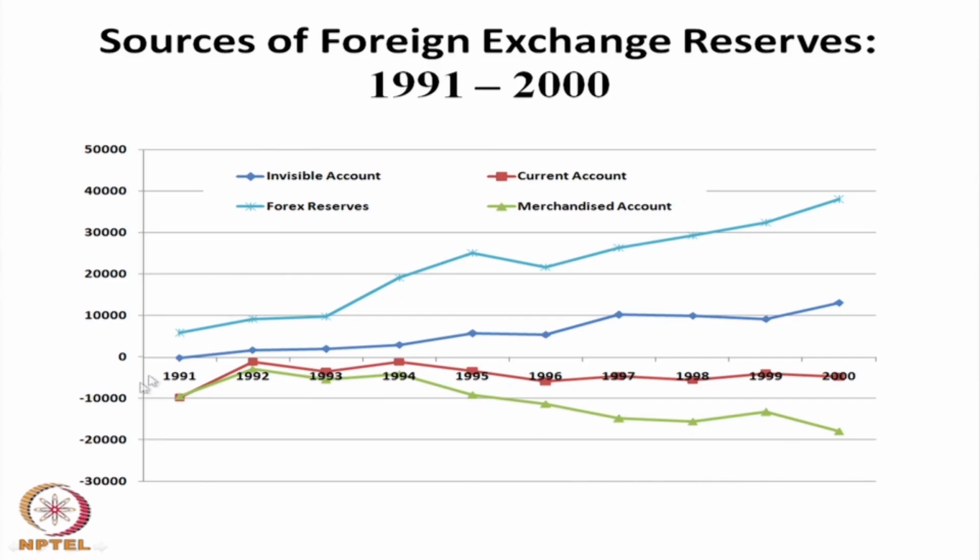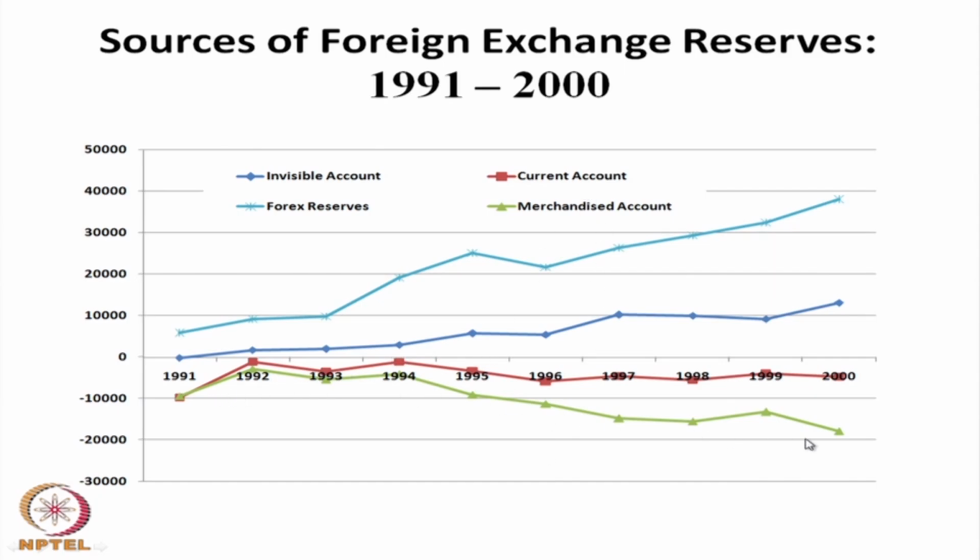If you see the growth path, if you see the graph here, the blue line is invisible. This is the foreign exchange reserve increasing, and invisible has contributed significantly to our foreign exchange reserve. Similarly, the current account, though it is negative, the negative is controlled significantly. Earlier it was quite negative in 91, 92. It has been controlled by 2000, 2001, and however, the foreign merchandise account is declining over the years.